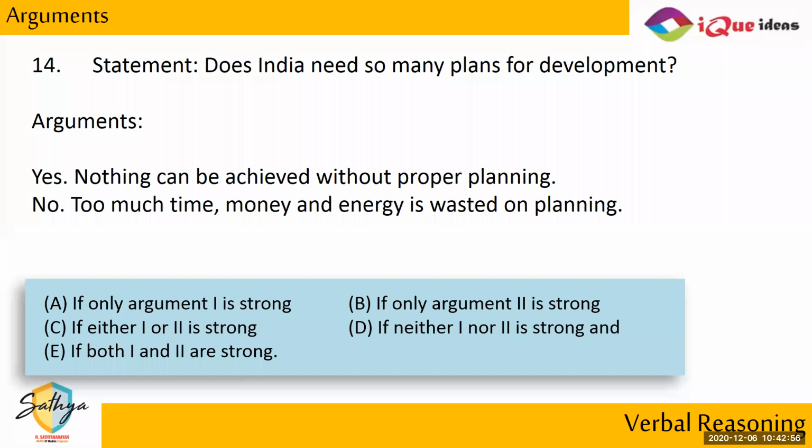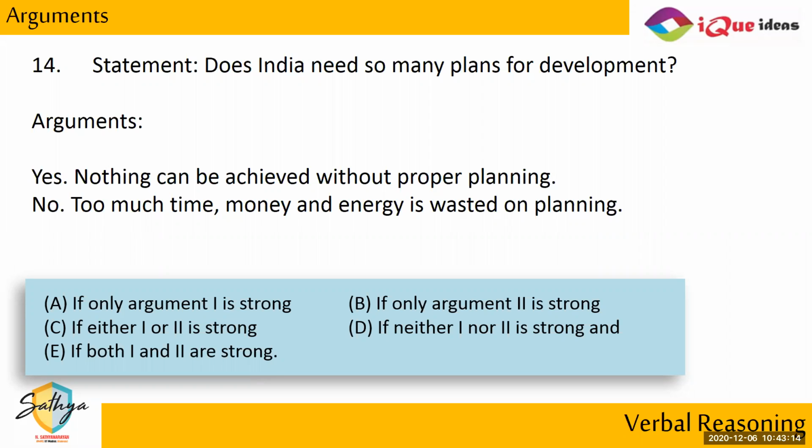Chalo, let's take a look at it. Nothing can be achieved without proper planning. Now, that is a universally accepted truth. It may seem like a grand statement, it may seem like just a Gyani statement, but actually think about it. It is very much true. Yes, nothing can be achieved without planning, right?